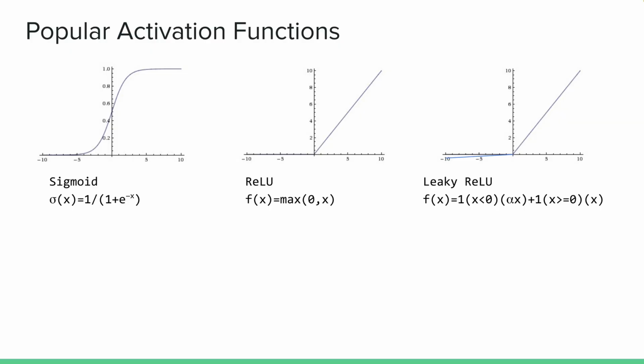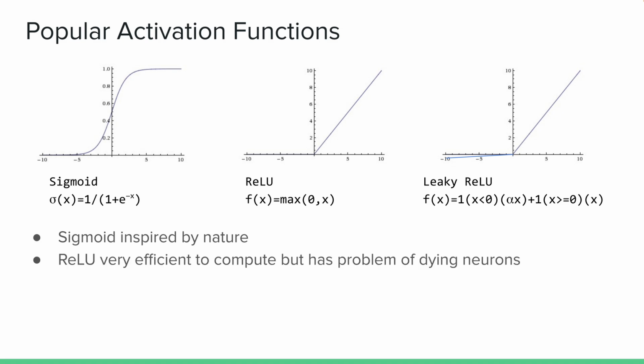Popular activation functions that we encounter are the sigmoid, the rectified linear unit, short ReLU, or a leaky ReLU version. So the sigmoid function is, I would say, the most natural one, which is inspired by nature, by the way, how our biological neurons work. The rectified linear unit is one that is very efficient to compute, but has certain downsides.